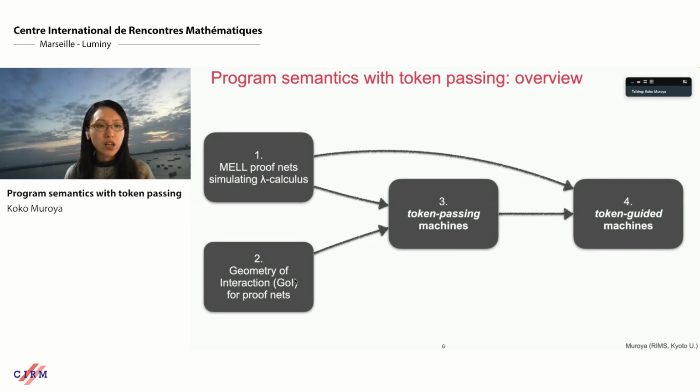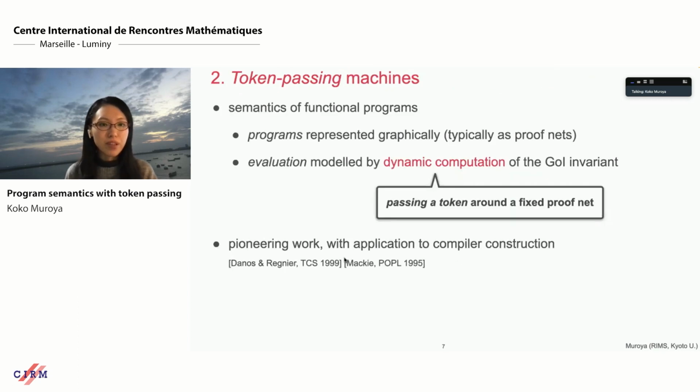And then combining these two ideas is a kind of program semantics that I will call token passing machines. So I'll move on to the token passing machines.